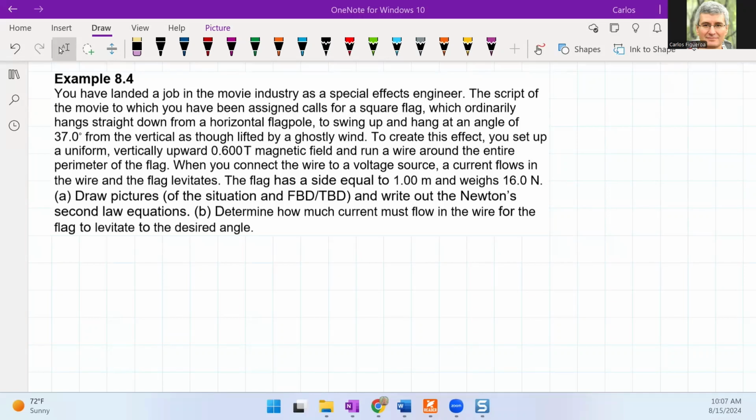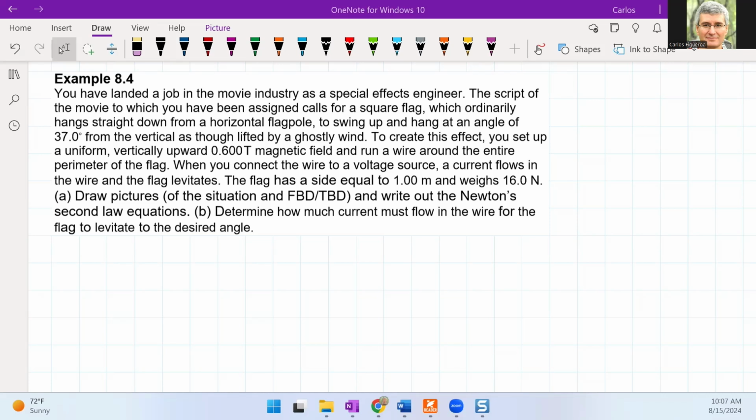Example 8.4. You have landed a job in the movie industry as a special effects engineer. The script of the movie to which you have been assigned calls for a square flag, which originally hangs straight down from a horizontal flagpole, to swing up and hang at an angle of 37 degrees from the vertical, as though lifted by a ghostly wind.